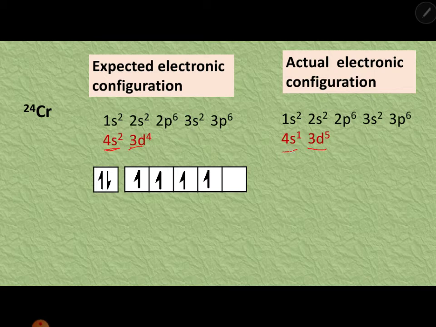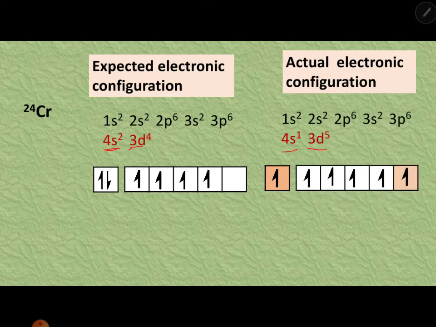The 4s subshell has 1 electron and 1 orbital. The 3d subshell has 5 electrons and 5 orbitals. These 5 electrons will occupy the 5 orbitals singly according to Hund's rule.